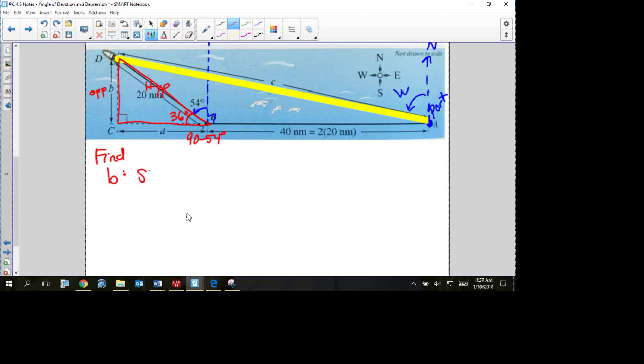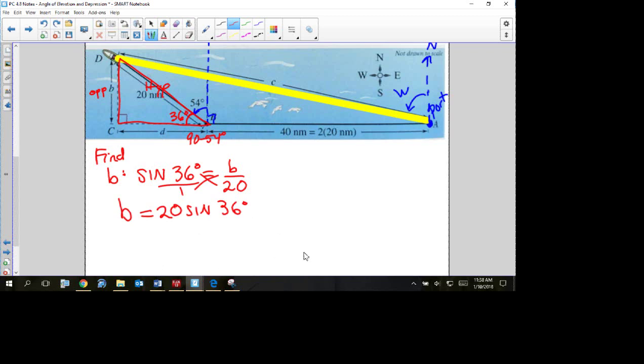Sine of 36 degrees is equal to opposite, or B, over 20. I am not typing this on my calculator. I can hear the calculators moving. I'm not typing in my calculator yet. So then I'm going to cross multiply this, and I'm going to get that B equals 20 sine 36. That is what B is.